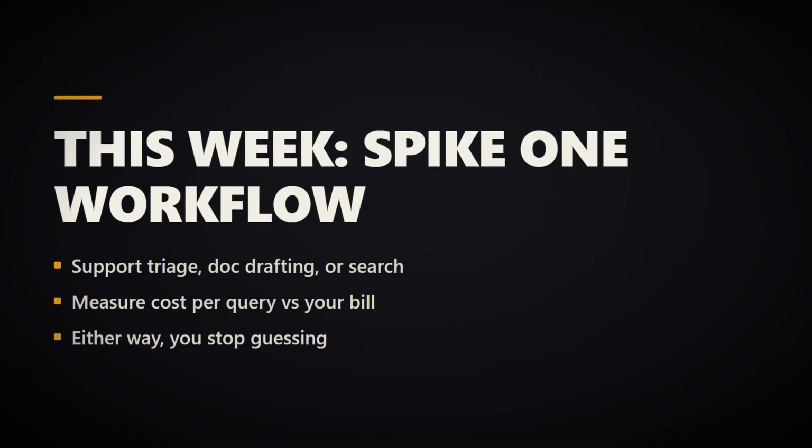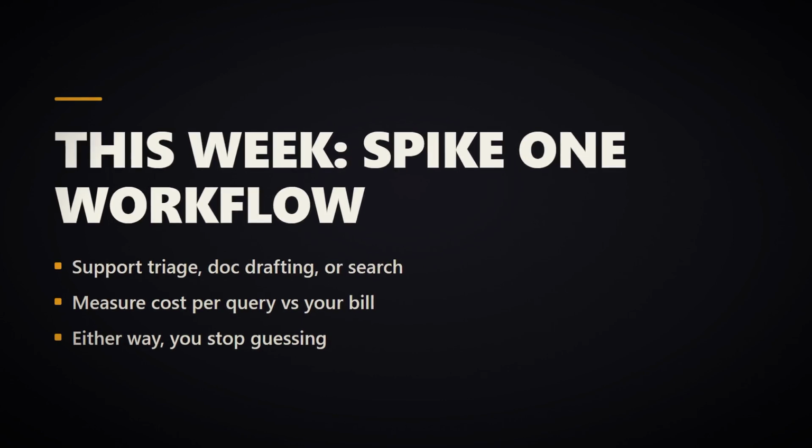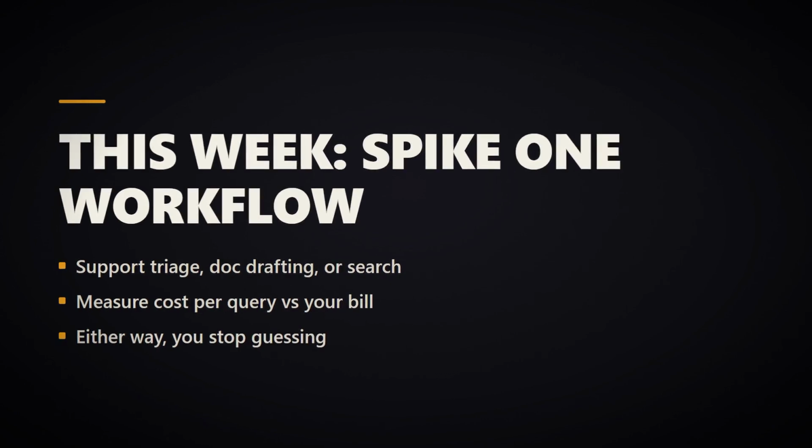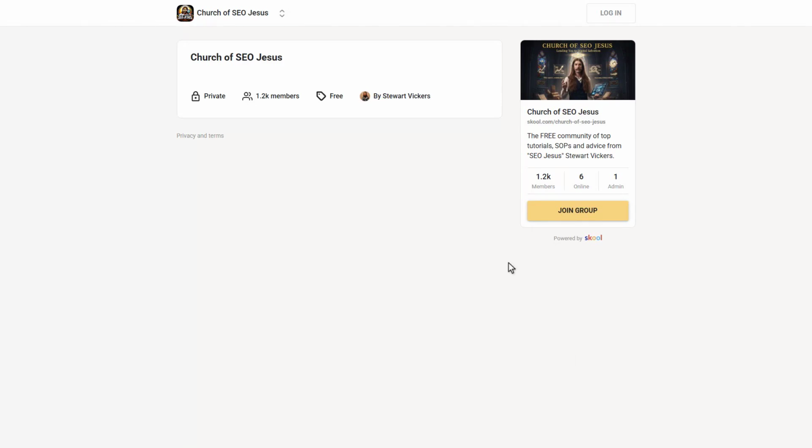Here's what to do this week. Ask your developer or agency to spike Qwen 3.8 on a rented workstation, running one bounded workflow you already pay an API bill for. Support triage, doc drafting, internal search, pick one, measure output quality and cost per query against your current spend. If the numbers land where I think they will, you walk into the renewal with hard proof of an alternative. If they don't, you have a baseline. Either way, you stop guessing.